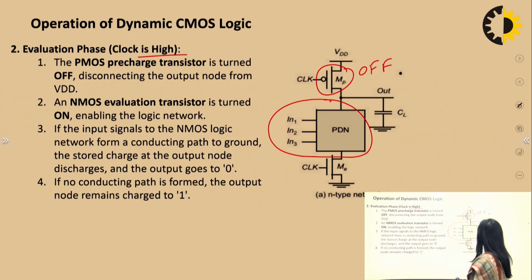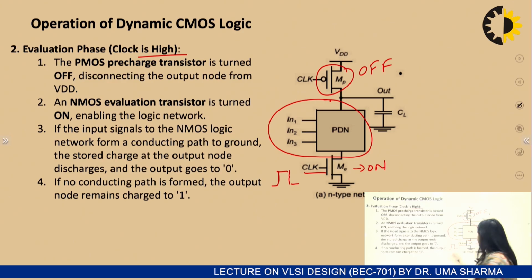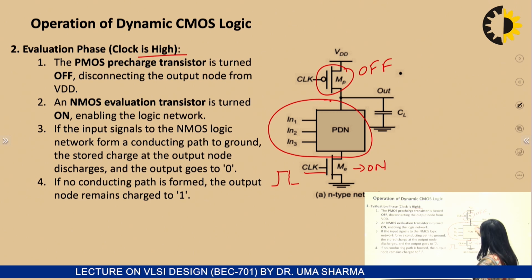If there is a direct path between the output node and ground, because the clock is high, it means the evaluation transistor is on. So if the PDN is complete, all the transistors in the PDN are on, that means the output is connected to ground. So the output will be 0.